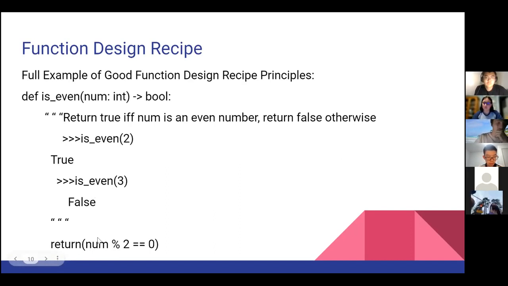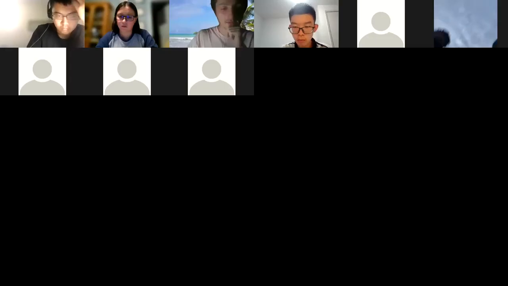And then we have our function body, which just returns whether or not the number mod 2 is equal to 0, which is an easy way of checking if our output is good. I'm going to stop sharing this screen for a sec, and we will go into my Wing shell and look at an example there.